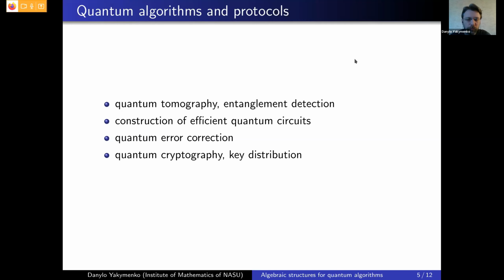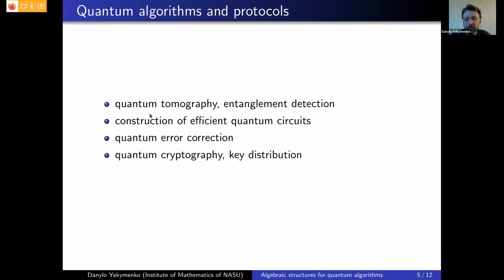There are various kinds of quantum algorithms and protocols that are connected to novel quantum research topics that use quantum computations. So, for example, there is a question about quantum tomography, including entanglement detection.